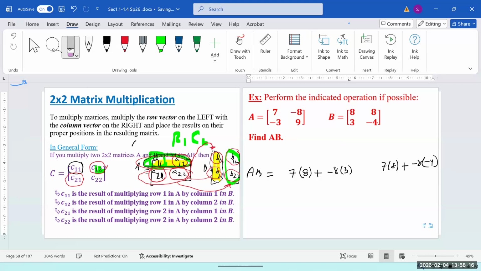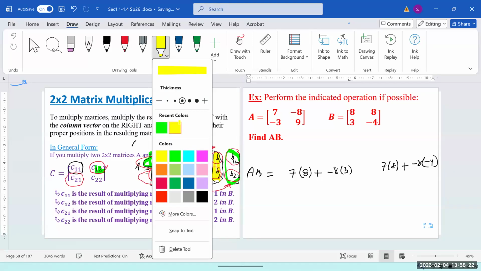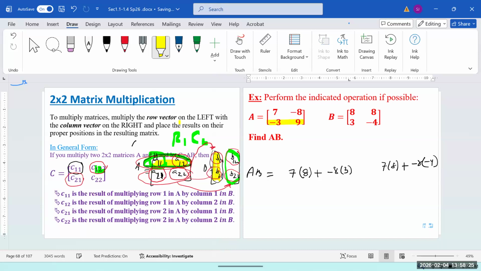We are going to go to the second row in the left matrix. The second row in the left matrix is -3, 9. We are going to take -3, 9, and multiply first the first column, and then the second column next. So the position is -3 here and 8 here. So we multiply -3 times 8, and then we add the next position. The next position is 9 and 3. So we do 9 times 3. We are done with the 2, 1 position.